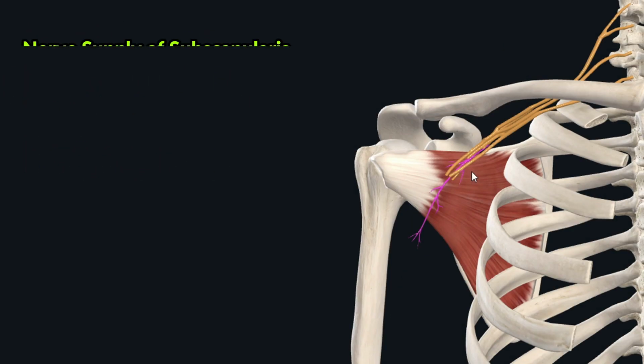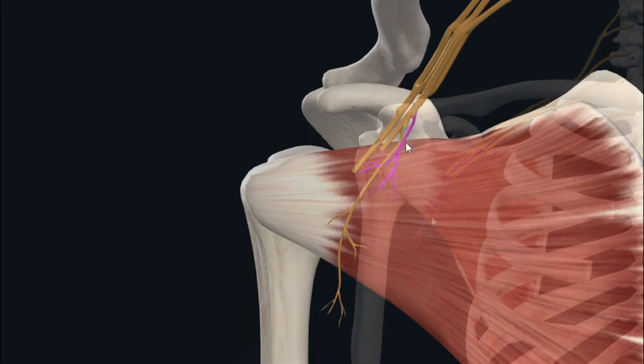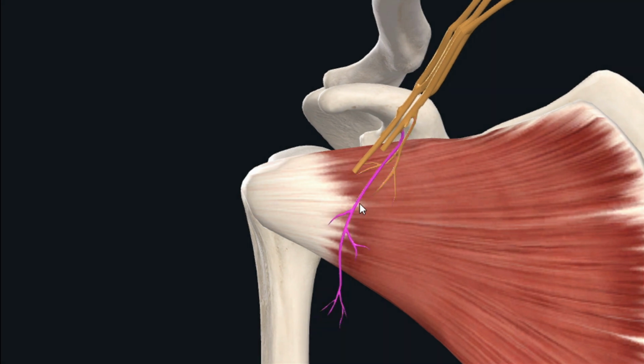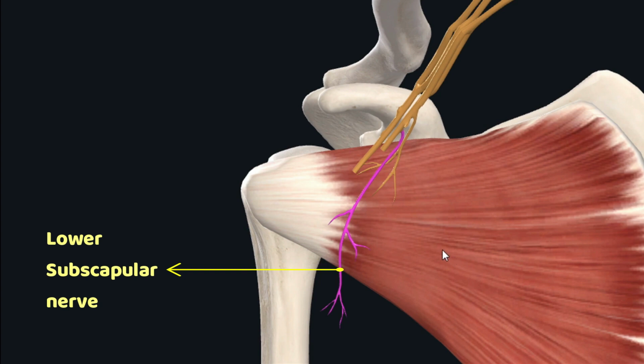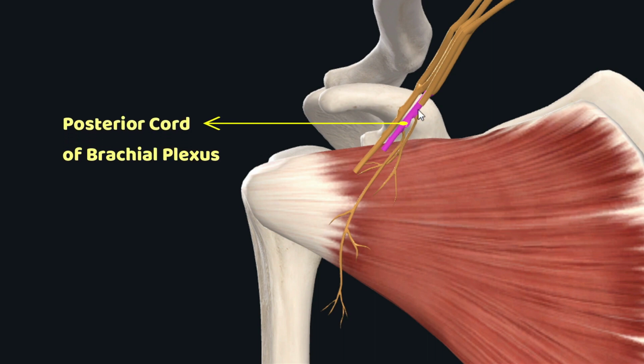In terms of the nerve supply, the subscapularis muscle is supplied by the upper and lower subscapular nerves. The upper subscapular nerve supplies the superior fibers, while the lower subscapular nerve supplies the inferior fibers of the subscapularis muscle. And these two nerves arise from the posterior cord of the brachial plexus.